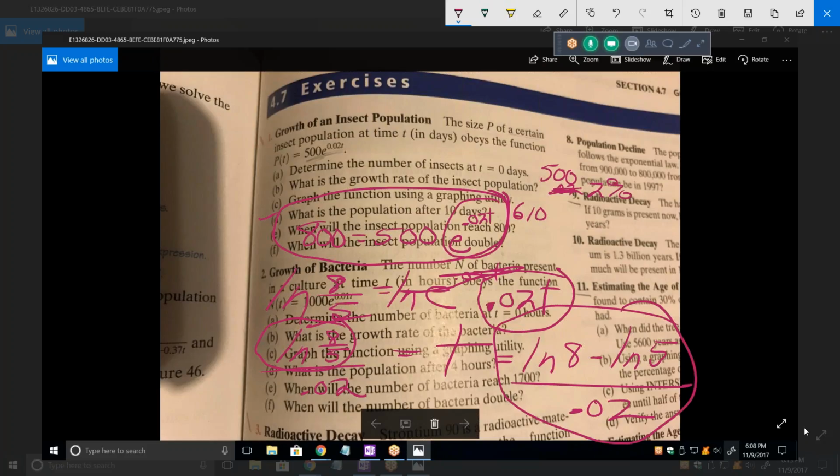And when will the insect population double? What's the equation I'm going to use? Just 1,000 equals 500e to the 0.02t. And we're going to solve it exactly the same way. Instead of 8/5, we would have 2. Everything else is going to be the same. So actually, we know what our answer is. It's the natural log of 2 divided by 0.02. Okay. That's how long it would take to double.